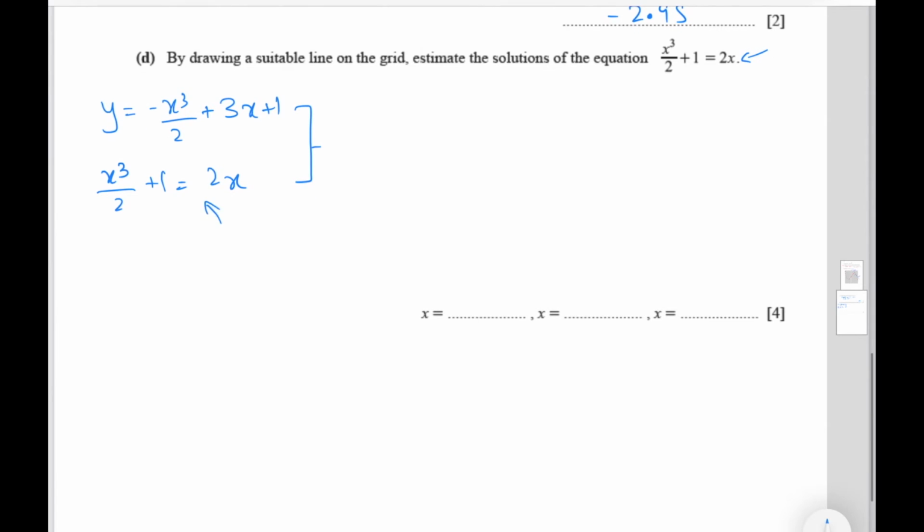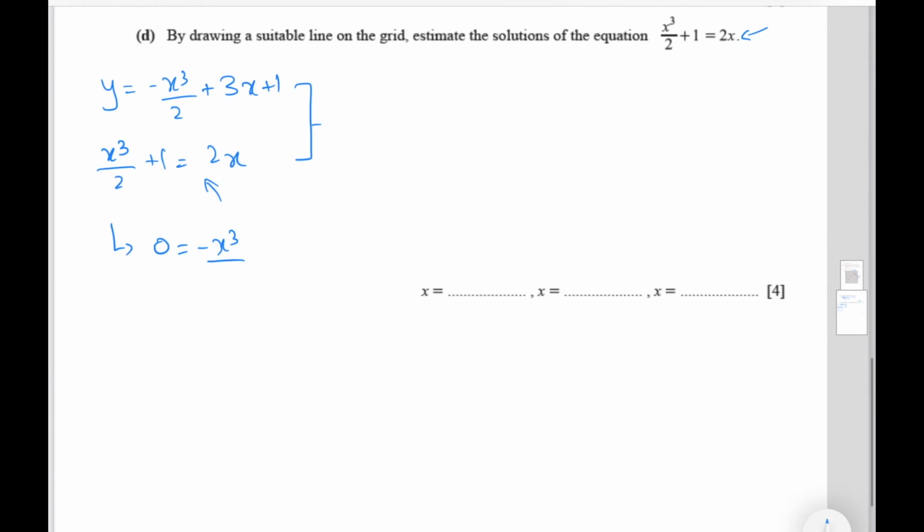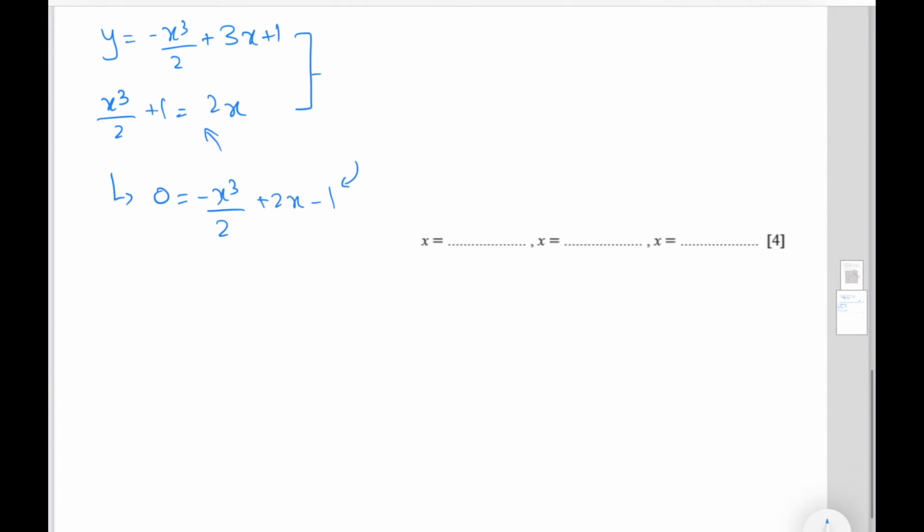So first, let's make this equation turn to 0 equals negative x cube. I'm taking everything to the right side, so that x cube over 2 becomes the same as the first equation. So I write negative x cube over 2 plus 2x minus 1 equals 0. Now since this needs to be plotted on the graph, we equate this equation and the curve equation: negative x cube over 2 plus 2x minus 1 equals negative x cube over 2 plus 3x plus 1.